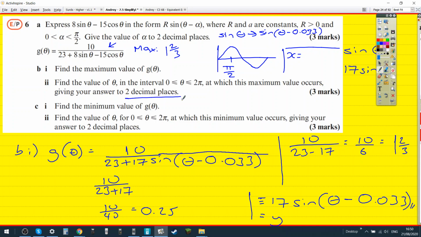2 decimal places. So am I doing pi over 2 plus 0.033? Yep. I got 1.60. That's it. So that is 1.60. Okay. C1, find the minimum value of g of theta.